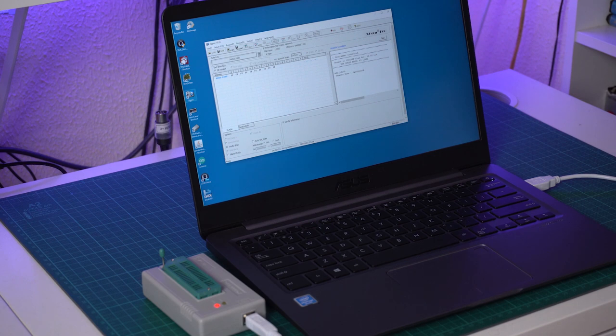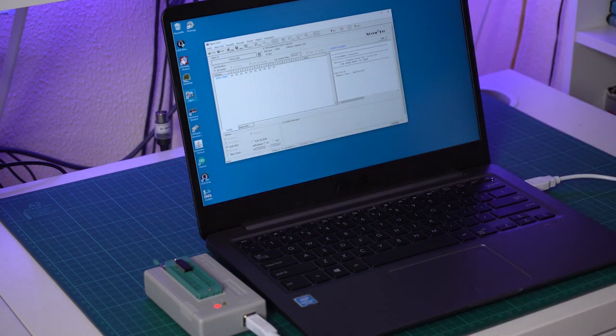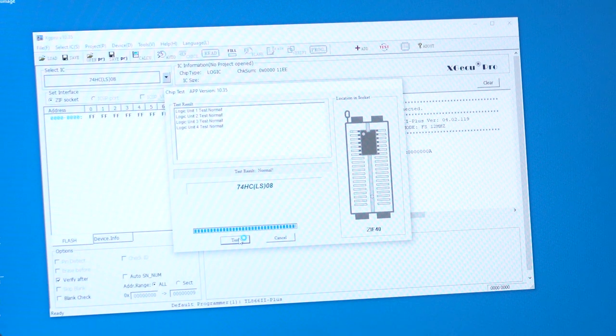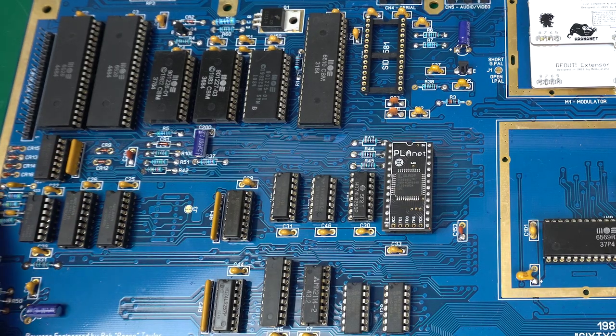To find out, let's pop it into my EEPROM programmer, which is also able to test several common logic chips. We select 7408, quad AND gate, and it passes. So it seems that the chip is working correctly. How is that possible? Maybe the chip is perfectly fine and there's something on the board preventing it from working correctly.